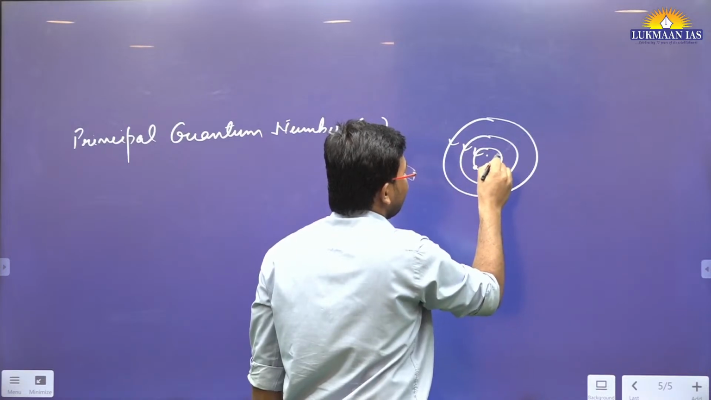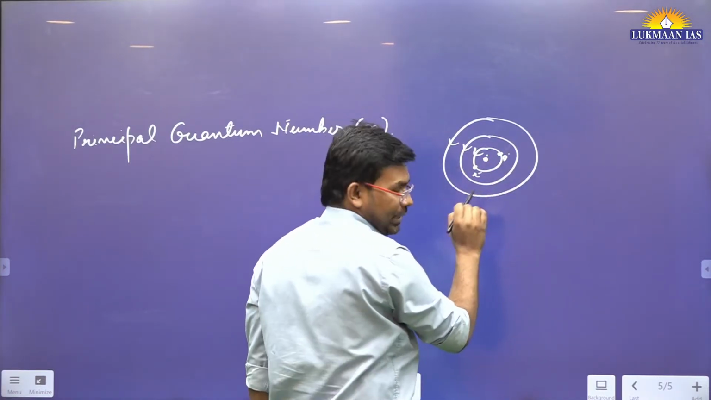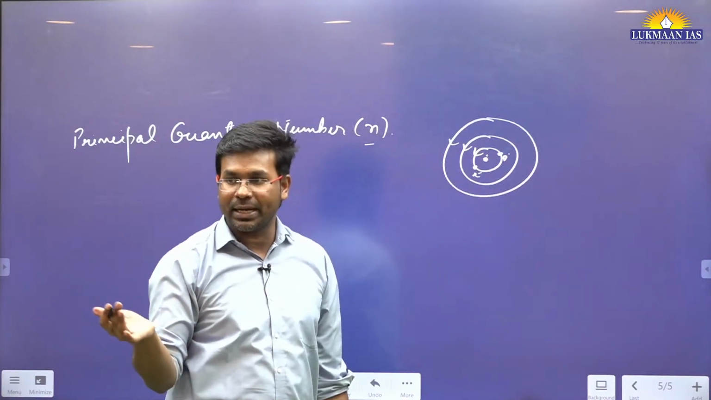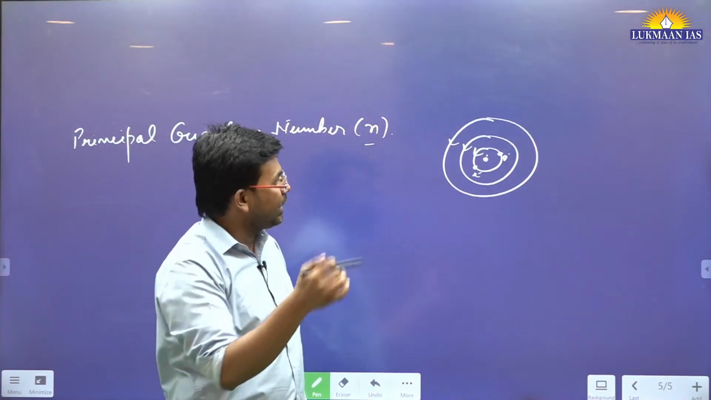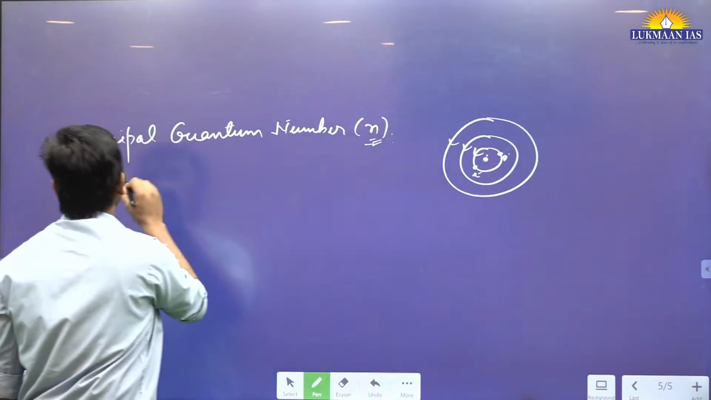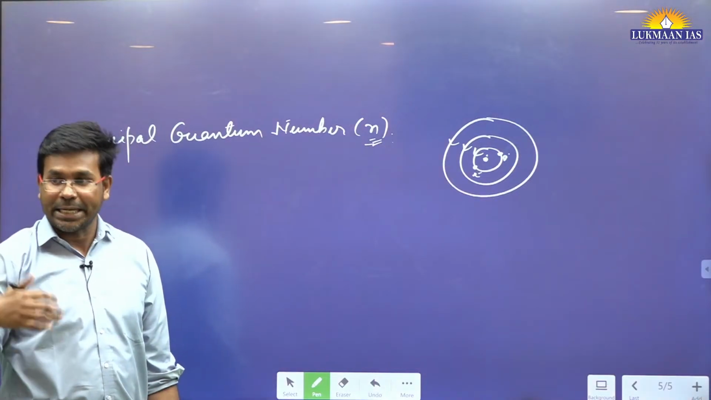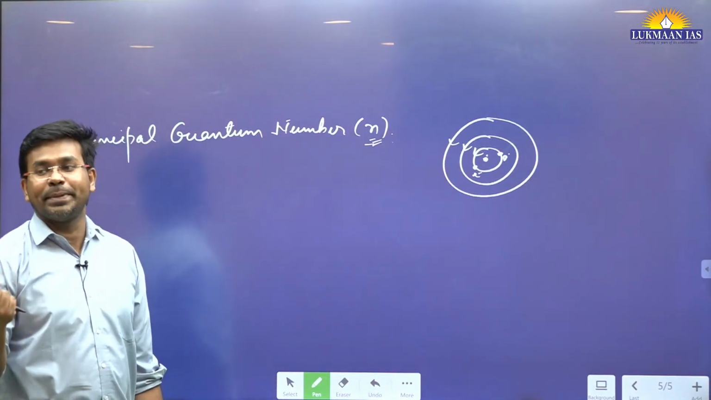Generally यहाँ पे first वाला जो layer है, it has 2 electrons. Then second वाले में मतलब at most it can have 8 electrons. Then third में 18 electrons. तो कितने shells है, that is shown by the principal quantum number. Then we have azimuthal quantum number, we have magnetic quantum number, we have spin quantum number.